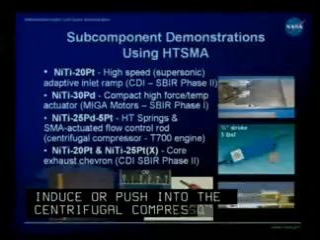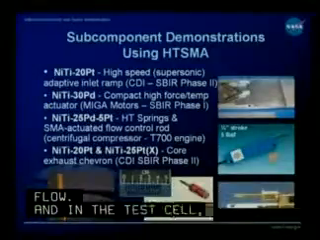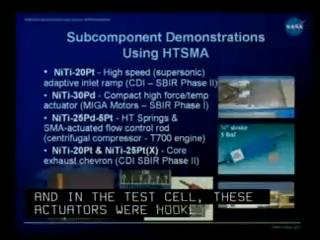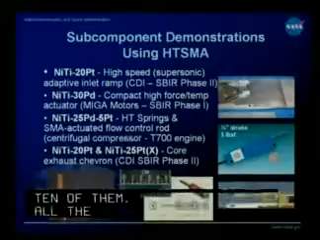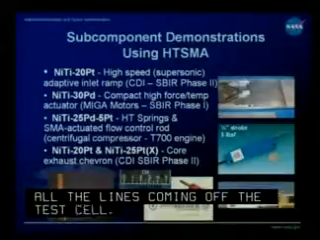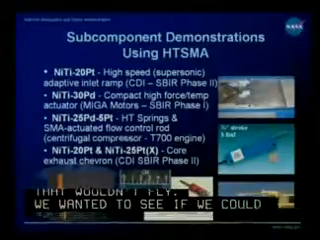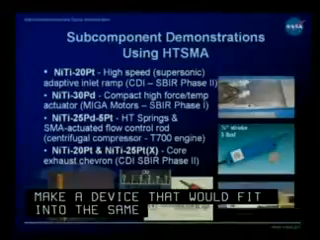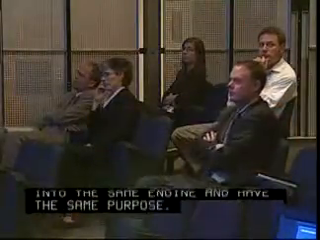And in the test cell, these actuators were hooked up to 1/4 inch pneumatic lines, and there were about 10 of them, so you had all these lines coming off this test cell. Well, that wouldn't fly, both literally and figuratively, so we wanted to see if we could actually make a device that would fit into a real engine and serve the same purpose. So we developed a little flow control device.